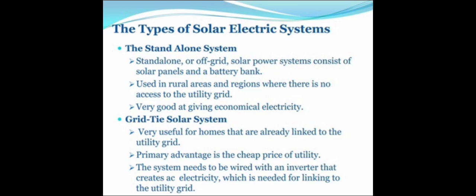The next topic is the grid tie solar system. It is very useful for homes that are already linked to the utility grid. The primary advantage is the cheap price of utility. The system needs to be wired with an inverter that creates AC electricity, which is needed for linking to the utility grid.